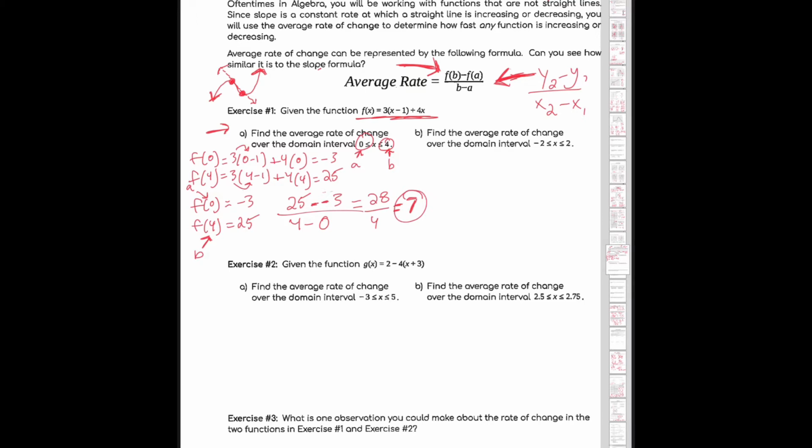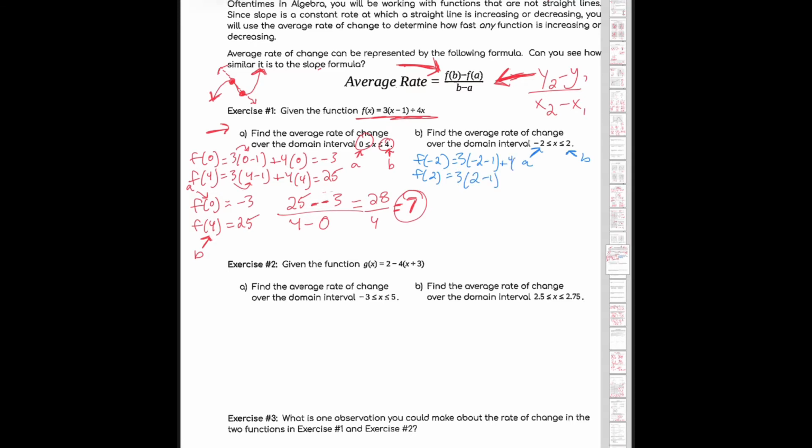Let's go ahead and do the same thing for letter B. So I'll change colors here so we can see the difference. Here is our a value. Here is our b value. So now what we're going to do is the same steps and find out what f of a is, so f of negative 2, and then also our b value, f of 2. So let's go ahead and plug those in. So we have 3 times negative 2 minus 1, and 3 times 2 minus 1.